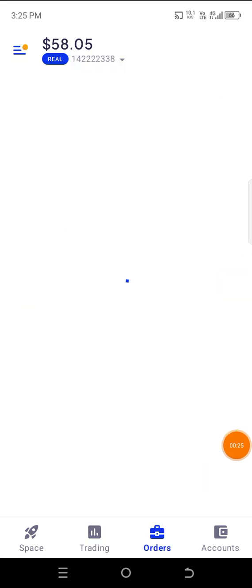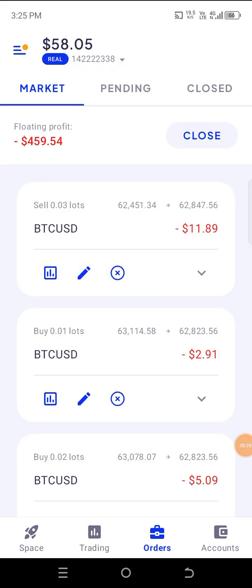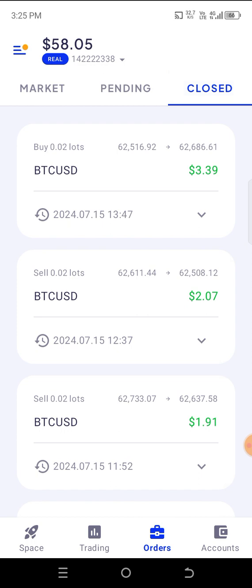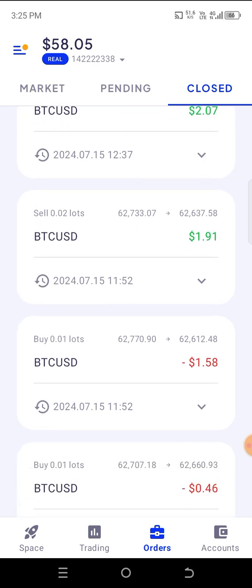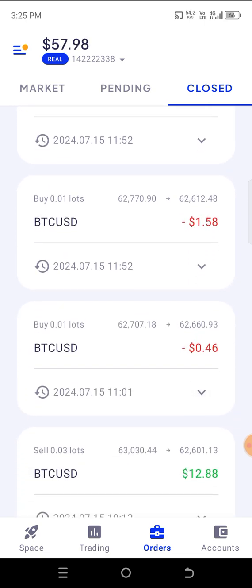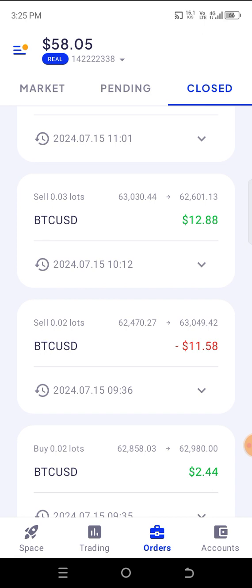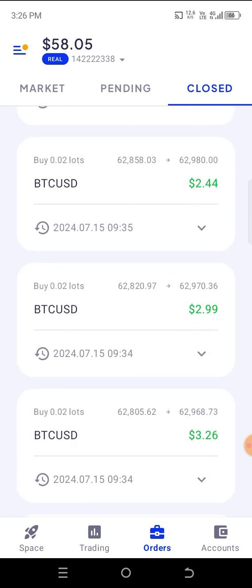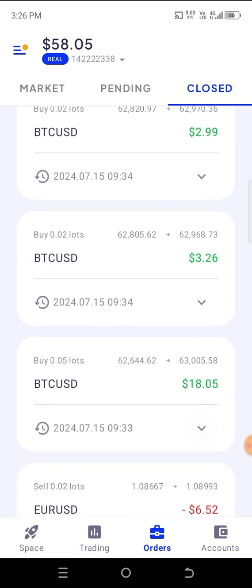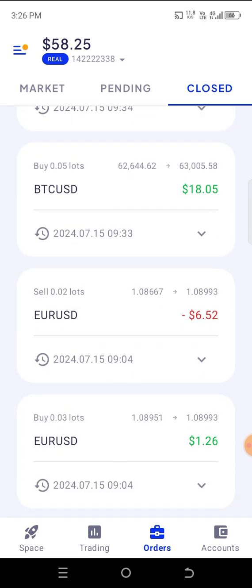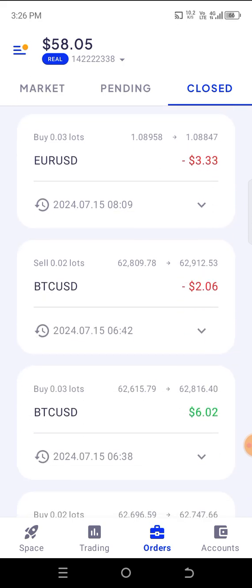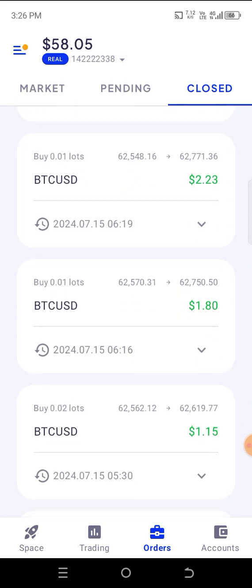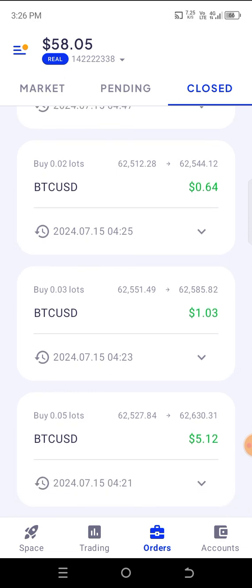So let's get started. As you can see, these are some of my closed profits for today. You can see $3 here, $2, 1.9, and then I closed this negative, then I closed this positive 12, a negative 11, then positive 2, positive 3, positive 18, minus 6, plus 1.2. Then I closed this one negative because the market was going against me. But I have some major wins also.